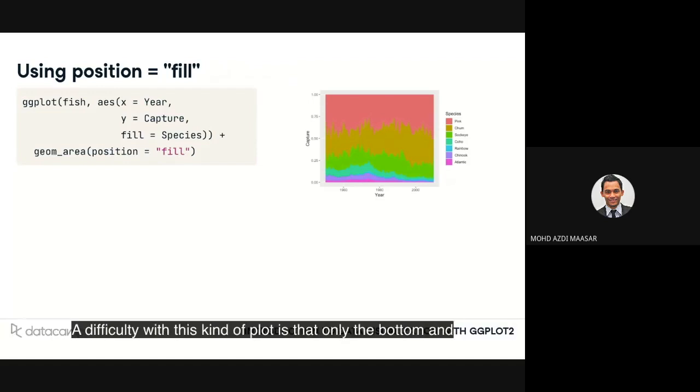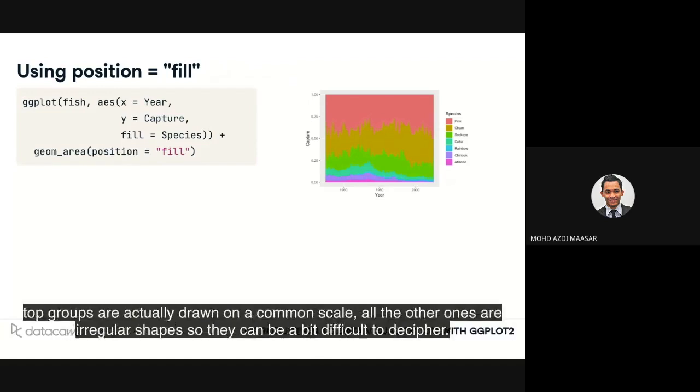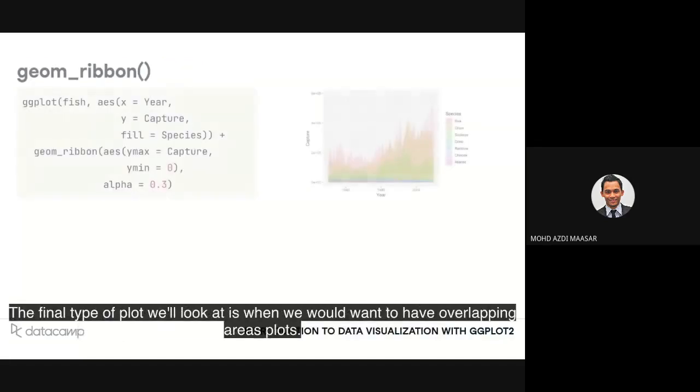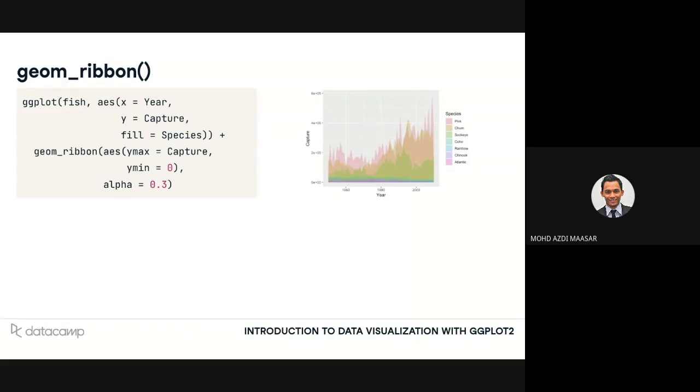A difficulty with this kind of plot is that only the bottom and top groups are actually drawn on a common scale. All the other ones are irregular shapes, so they can be a bit difficult to decipher. The final type of plot we'll look at is when we would want to have overlapping areas.